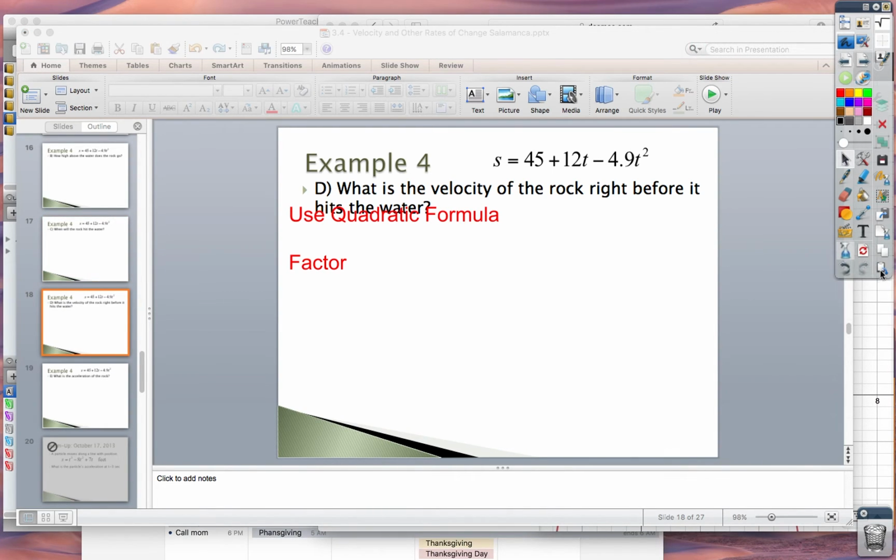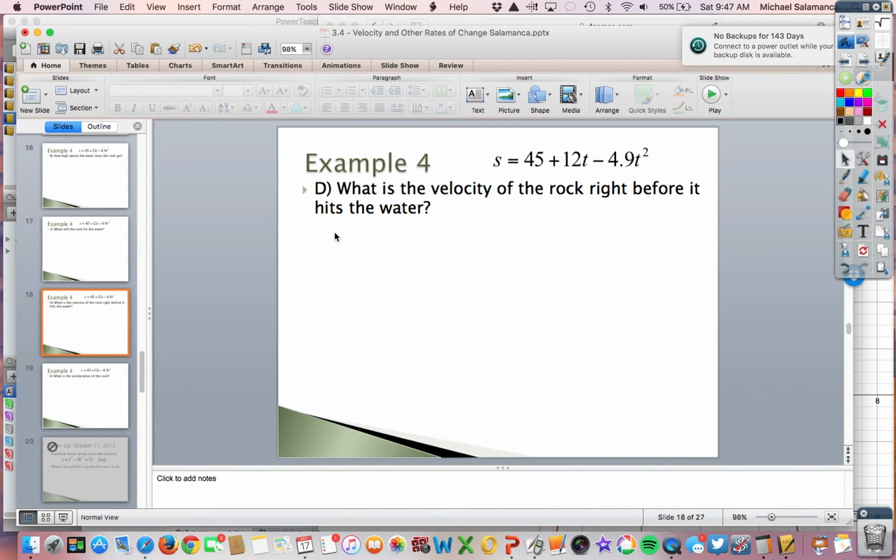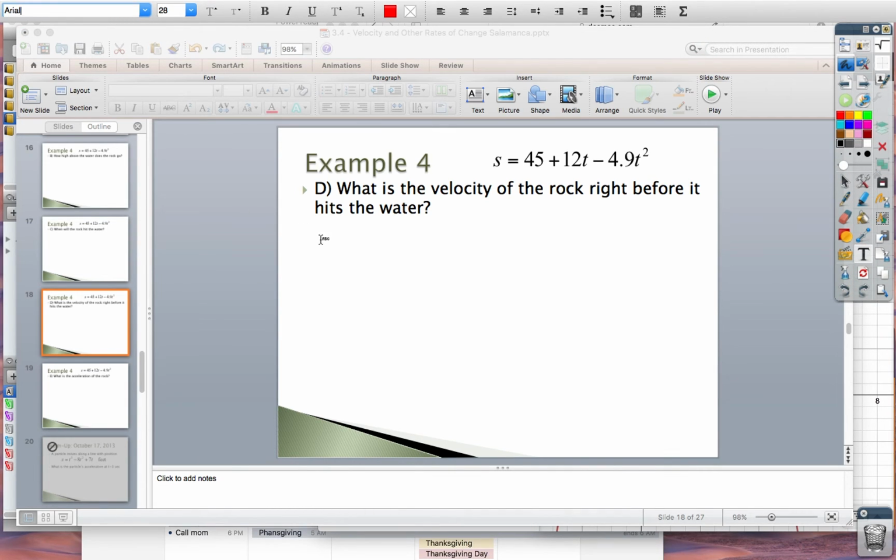Now, it's now asking what is the velocity of the rock right before it hits the water. So keep in mind they worded this very specifically. It says what is the velocity? So velocity means rate of change. So first we would find the derivative of 45 plus 12t minus 4.9t squared. s prime equals 12 minus 9.8t.